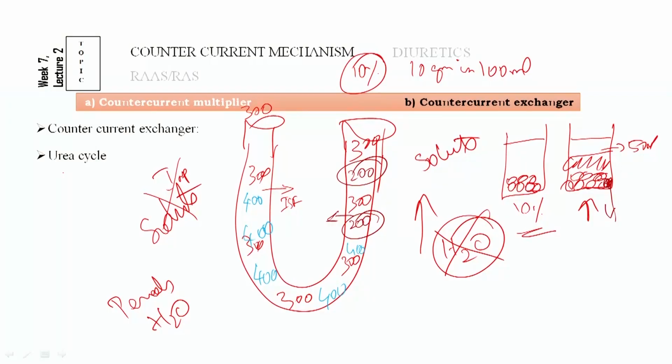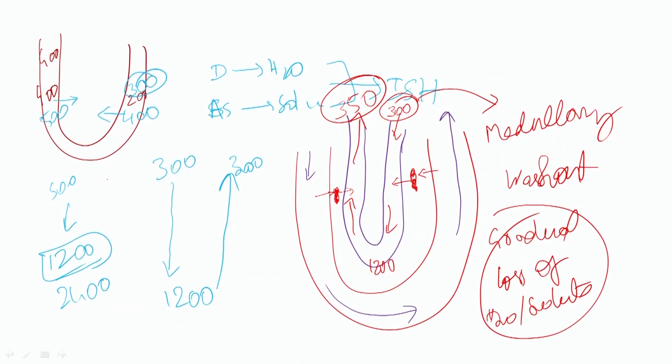In the countercurrent mechanism, the next important part is the urea cycle. Urea cycle is another important part. So what urea does is this: this is the loop of Henle, and this is the distal collecting tubule, and this is the collecting duct. Under the influence of the hormone, the urea transporter is open. As a result, urea diffuses from the collecting duct to the interstitium, and then from the interstitium it enters the ascending limb of the loop of Henle.